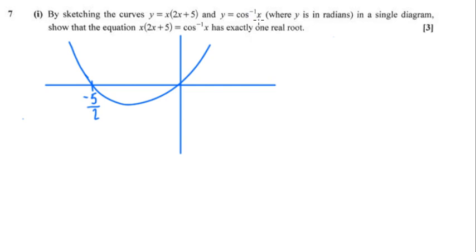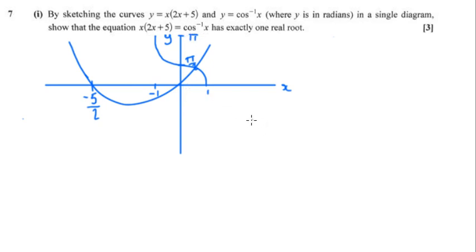The inverse cos graph goes between minus 1 and 1 on the x-axis, and I'm going to draw the section between 0 and pi on the y-axis. So I'm going to have something like that, where this is pi over 2. This is 1, minus 1, and here I've got pi.